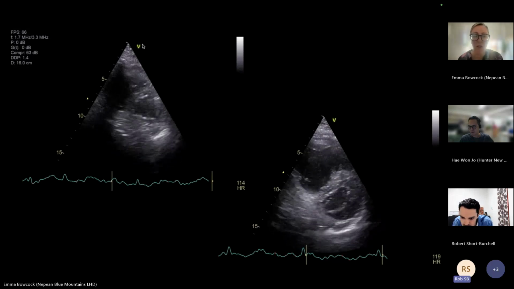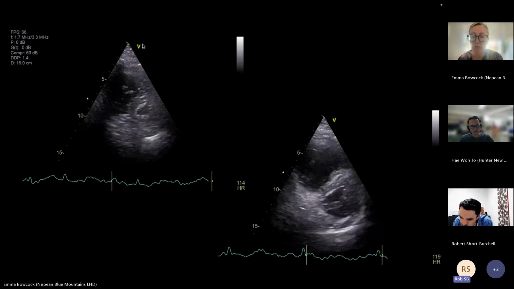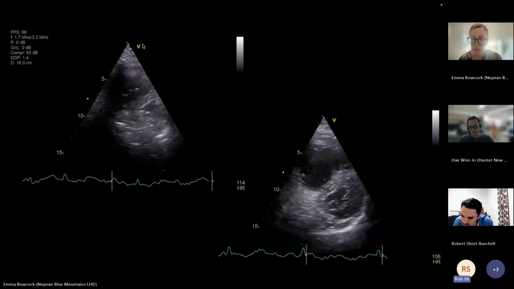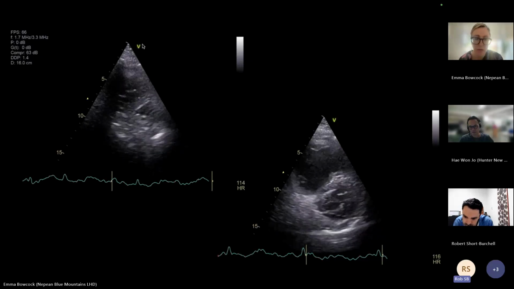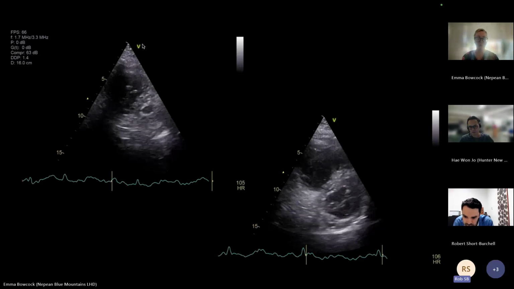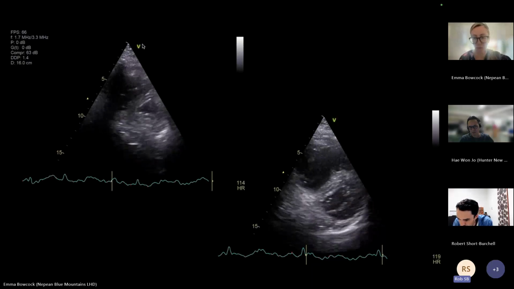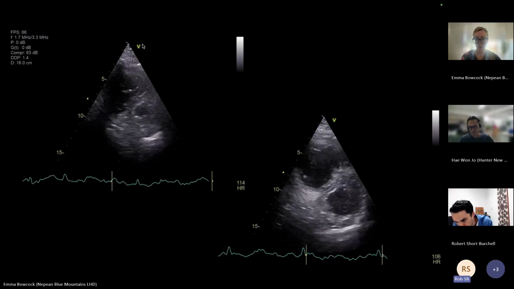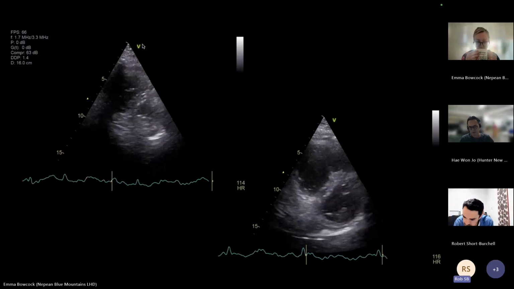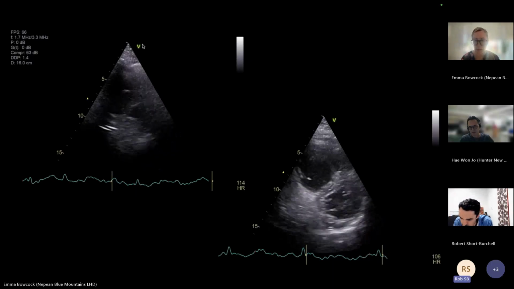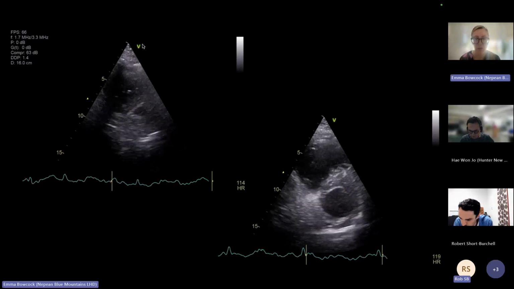Okay, so this is the parasternal short axis view at the mid and basal level. We're confirming that the RV is dilated, and there is evidence of both systolic and diastolic flattening of the interventricular septum, consistent with RV volume and pressure overload.